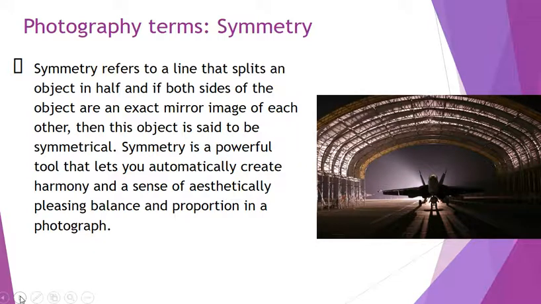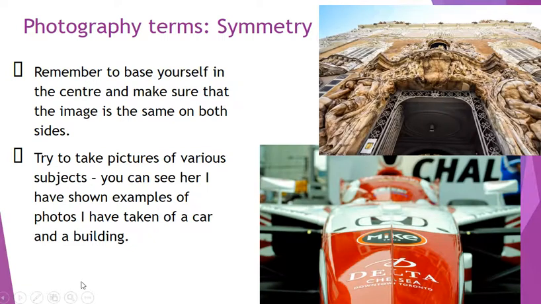Alright? So symmetry refers to a line that splits an object in half. If both sides of the object are exactly the same, a mirror image of each other, then this is called symmetry. Symmetry is a very powerful tool that lets you automatically create harmony and a sense of aesthetically pleasing balance and proportion in a photograph. That was a tongue twister.